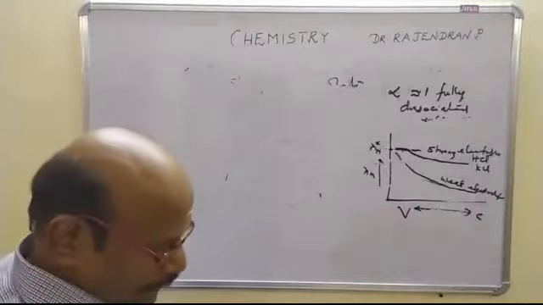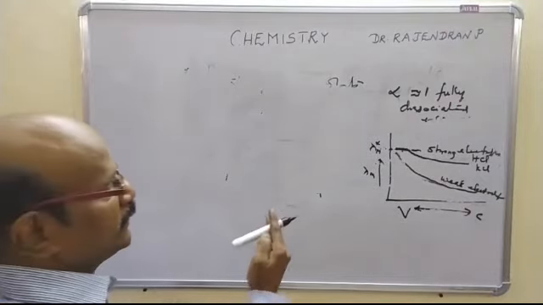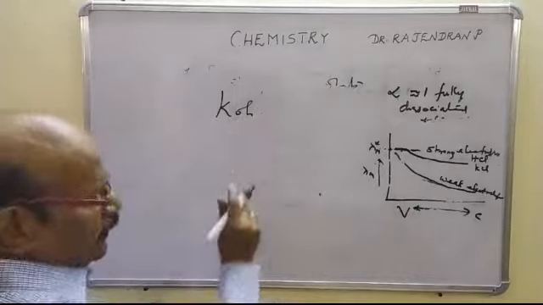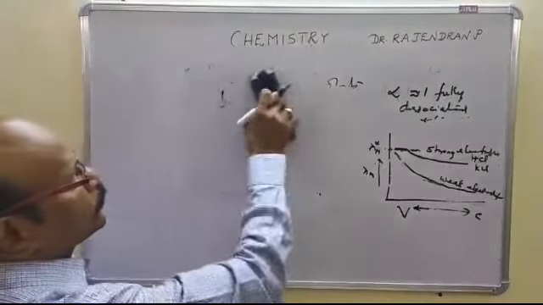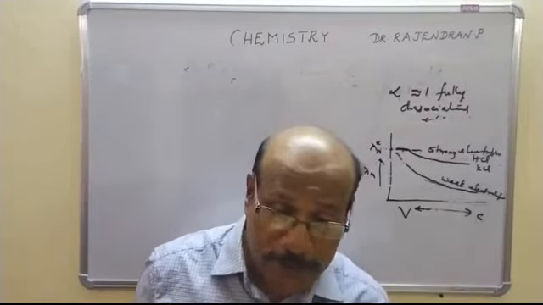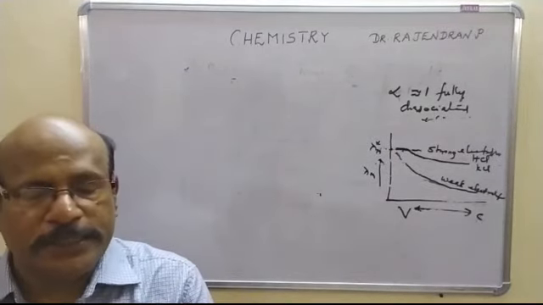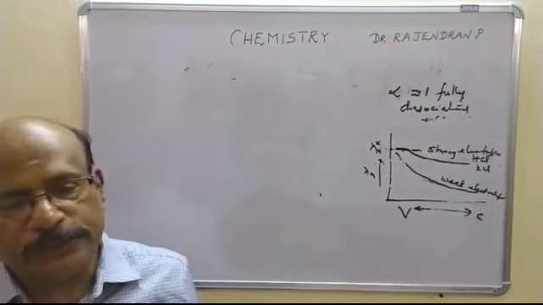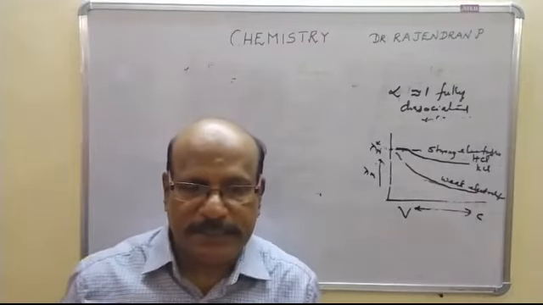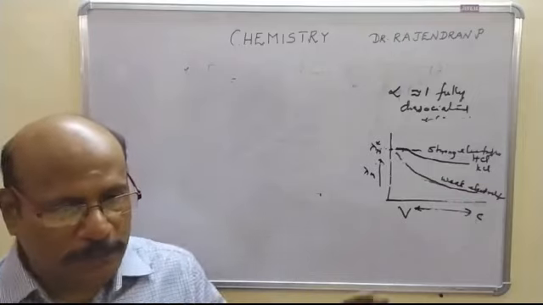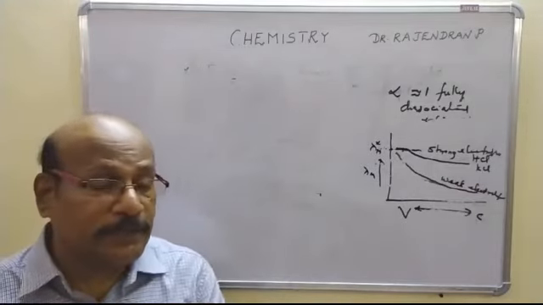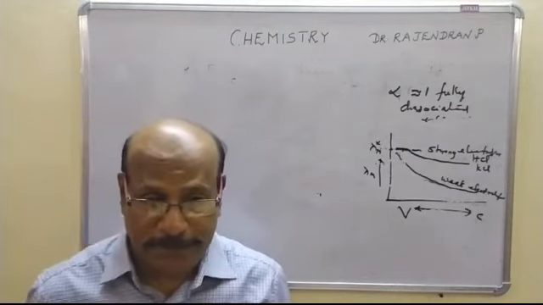Before that, let us explain certain other concepts. We have to explain Kohlrausch's law, and also the Ostwald dilution law, because this Ostwald dilution law is also applicable only in the case of a weak electrolyte and not in the case of a strong electrolyte. So the first limitation of the Arrhenius theory is that it is not applicable to a strong electrolyte. We cannot explain the conductance behavior of a strong electrolyte based on the Arrhenius theory.